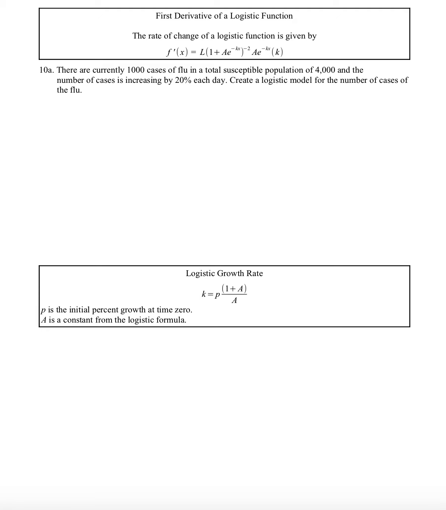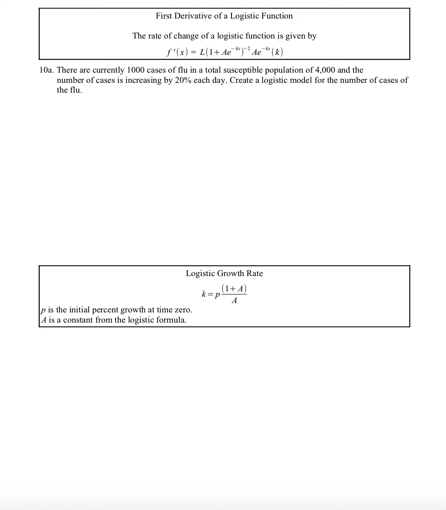Let's assume there are currently 1,000 cases of a viral flu present in a total susceptible population of 4,000 people in a region. And let's say that lately the cases have been documented to be increasing by 20% each day. Can you create a logistic model for the number of cases of the flu?